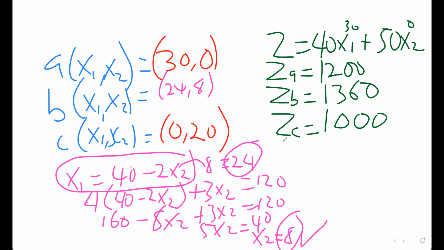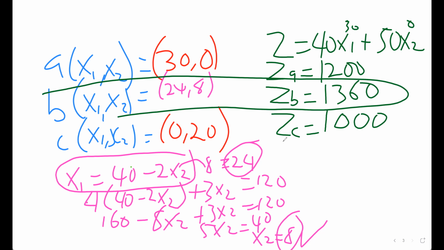So what you do is that after finding A, B, C, now you select the one with the highest profit. Remember, all of them are profit. And you can see that coordinate B is the one that gave us the highest profit, because we are maximizing profit. Therefore, the optimal solution point is 24 and 8.